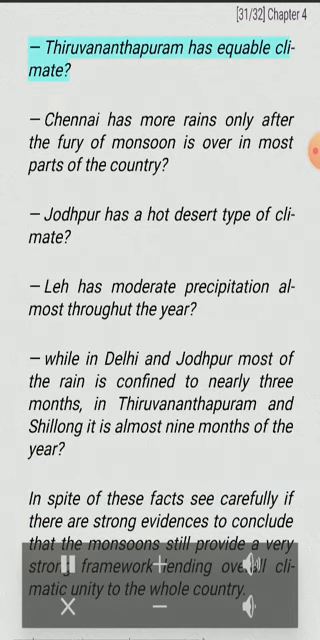5. Now think why. Tiruvananthapuram has equable climate. Chennai has more rains only after the fury of monsoon is over in most parts of the country. Jodhpur has a hot desert type of climate. Leh has moderate precipitation almost throughout the year.